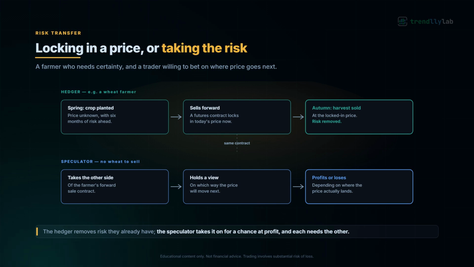Neither party is doing the same job. The farmer is not trying to predict the market. The farmer is removing uncertainty from a business they already run. And the two need each other, because a farmer looking to sell forward needs someone willing to take the other side. Not every contract ends the same way.